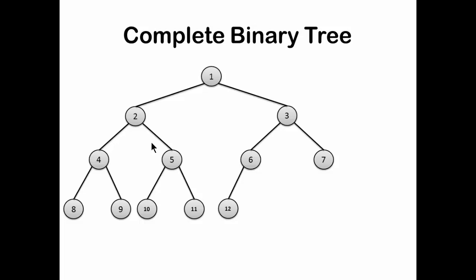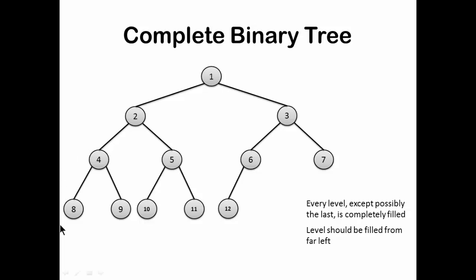A complete binary tree is a tree in which every level except the last level should be completely filled. Even the last level can be completely filled, but if it is not filled, that is not a problem, but all the previous levels should be completely filled. And whenever you are filling it, always fill from the extreme left side. A tree will not be called a complete binary tree if any node on the left-hand side is not existing. So you have to populate it from the left-hand side.